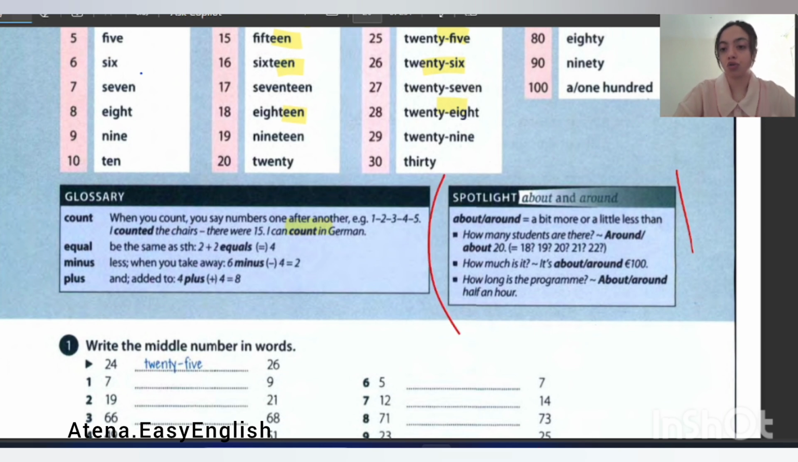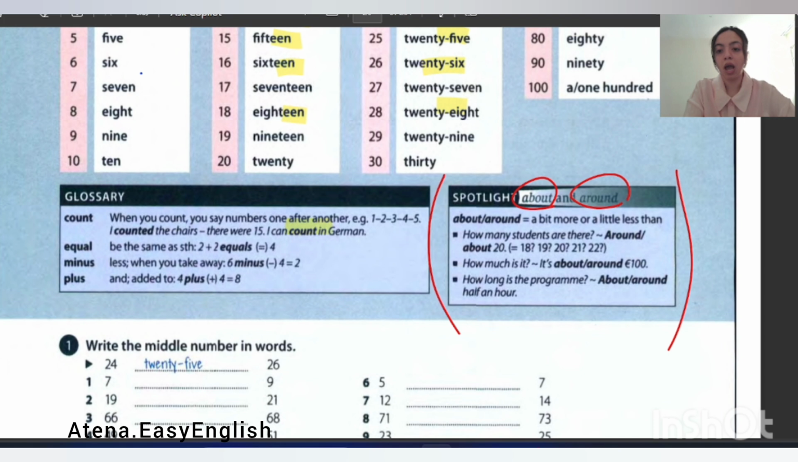So when you are not sure, you can use about or around. For example, we are around 10 students in the class. Or we are about 10 students in the class. It means maybe 11, maybe 9. But it's just a guess. It's a number close to it. It's an approximate number.